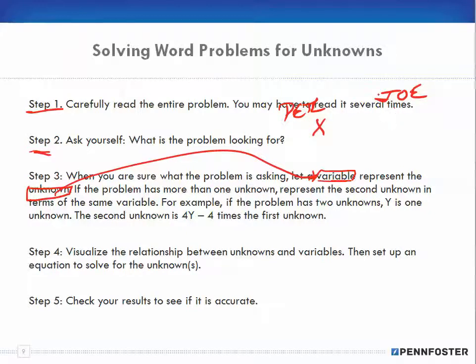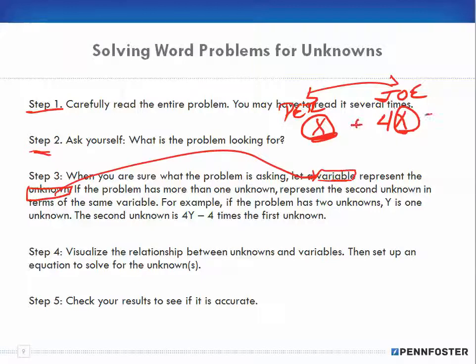Well, Joe is a separate person from Pete. And we don't want to represent Joe as Y, as a different variable, because it's the relationship between Pete and Joe. Joe has 4 times as much as Pete. So we keep the same variable X, and represent it as a second unknown, right?